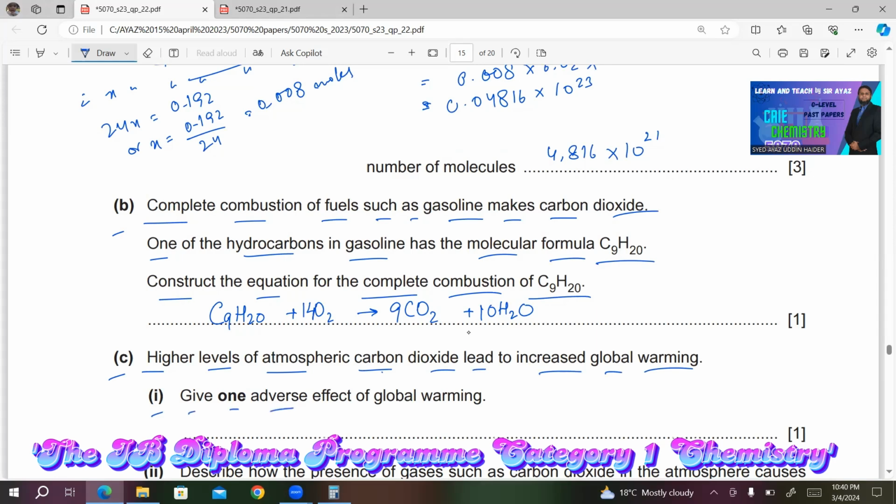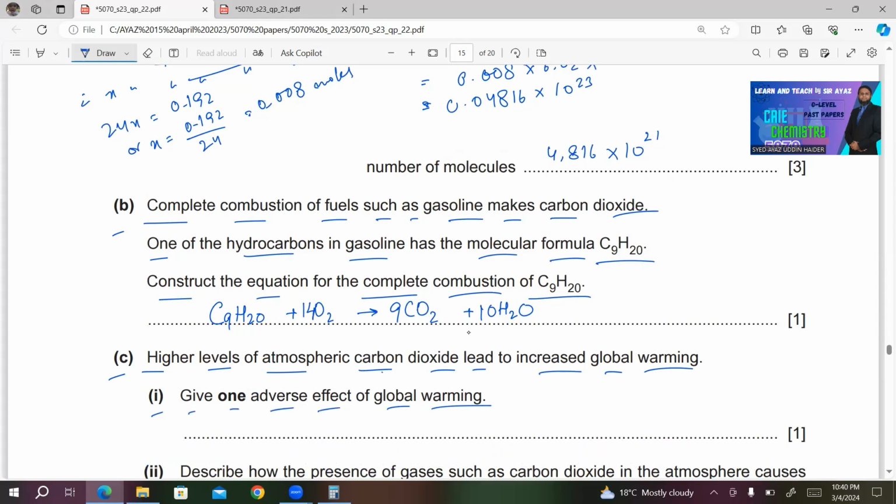Number 1, give one adverse effect of global warming: melting of glacier ice, or rise in sea level, or we will experience climate change.